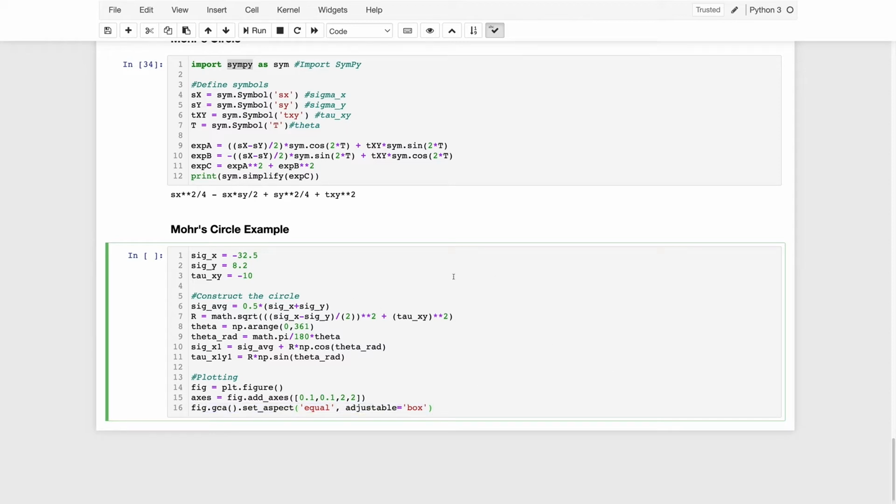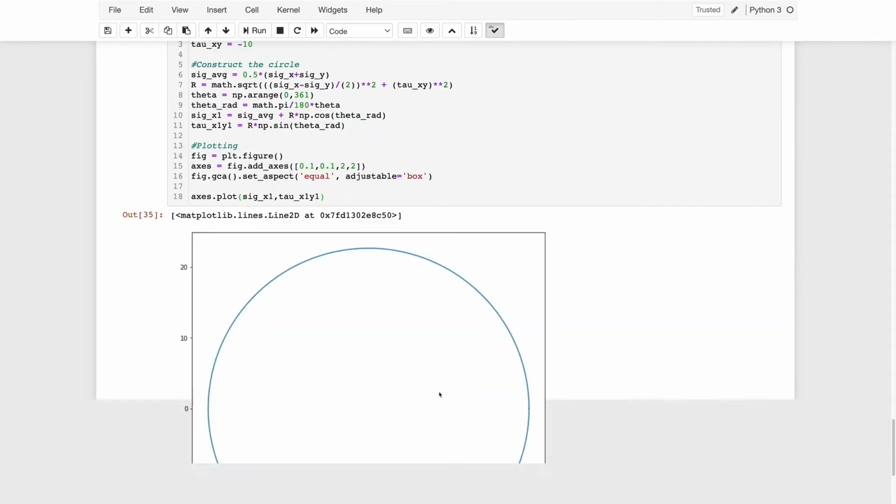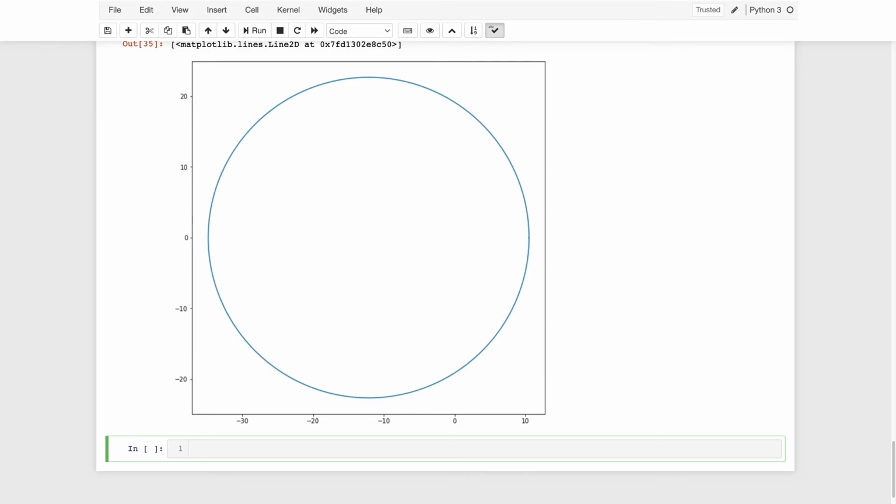And now I can go ahead and plot the circle itself. So if I want to plot the circle, I can say axes.plot, and all I'm going to do initially is just plot all of my sigma x1 values against all of my tau x1 y1 values and just see what that gives me. Excellent, there is Mohr's circle, right?